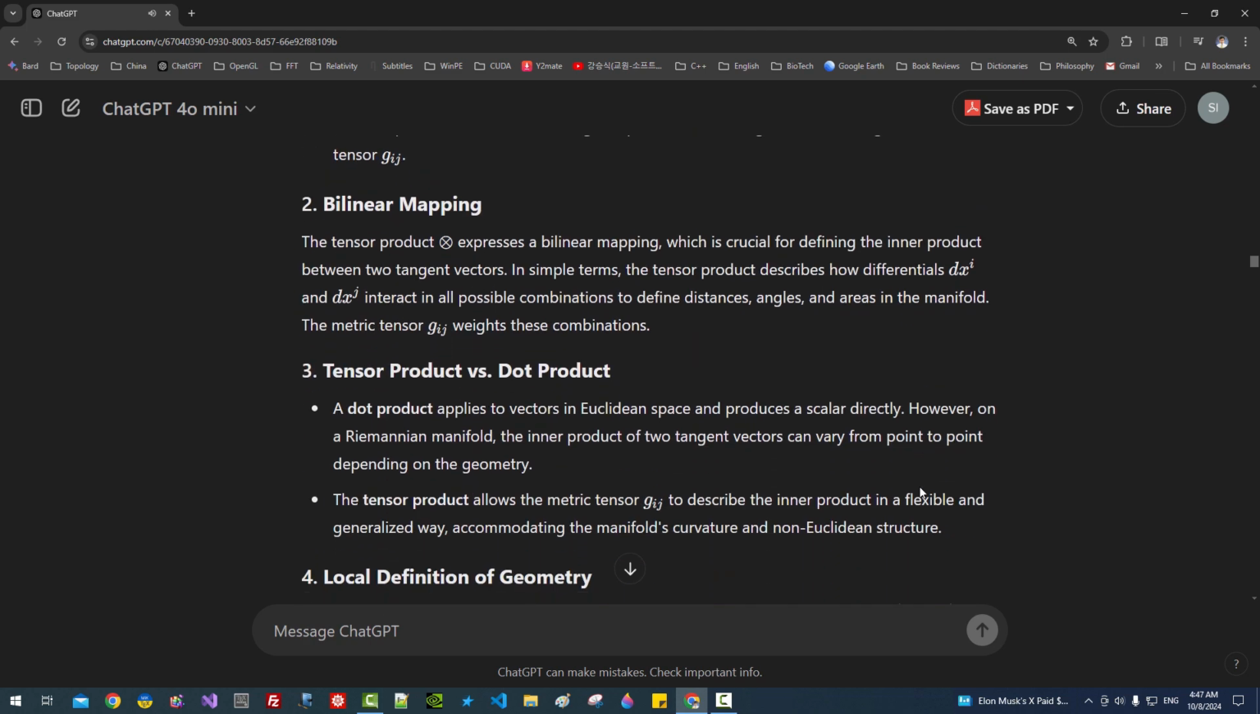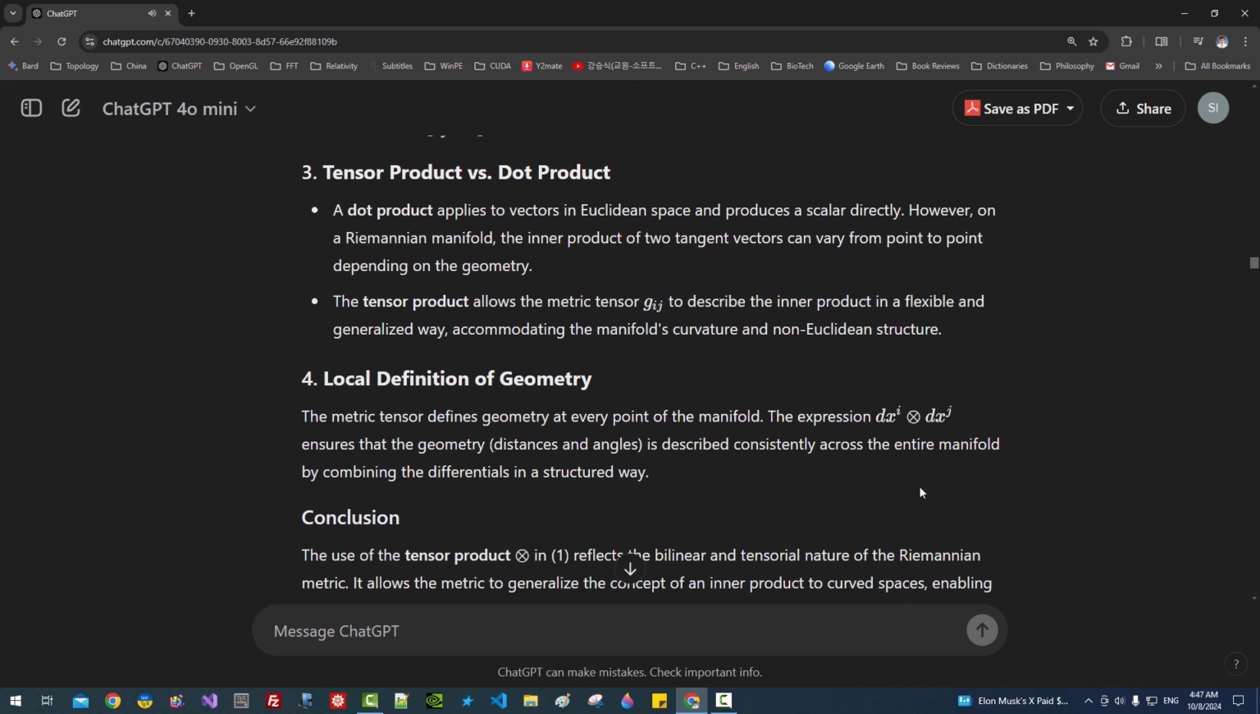2. Bilinear mapping. The tensor product ⊗ expresses a bilinear mapping, which is crucial for defining the inner product between two tangent vectors. In simple terms, the tensor product describes how differentials dx^i and dx^j interact in all possible combinations to define distances, angles, and areas in the manifold. The metric tensor g weights these combinations.